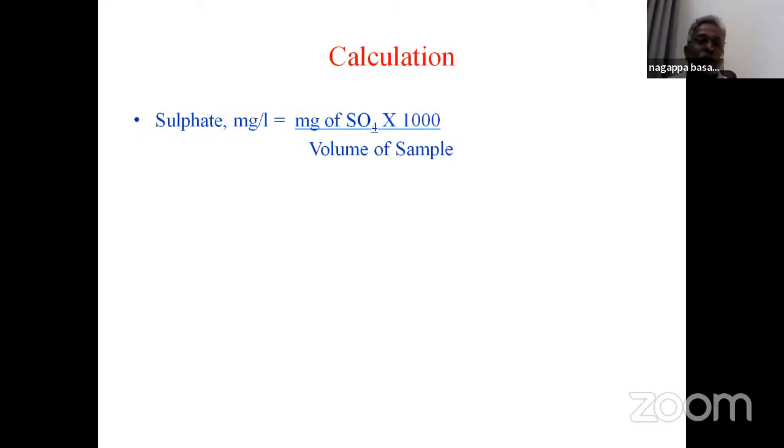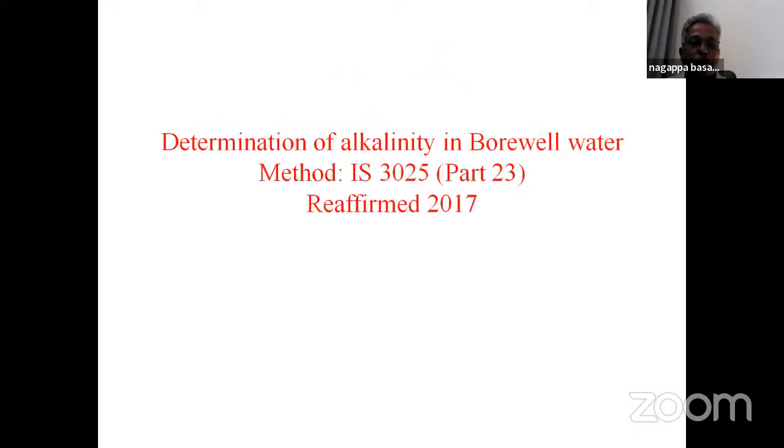Use this equation to calculate the sulfate. Alkalinity is also very important. If the alkalinity is very high, the water becomes corrosive. To determine the alkalinity in the given water samples, use IS 3025 part 23. Please use this method, IS 3025 part 23.